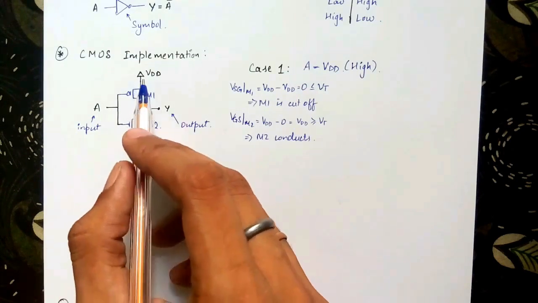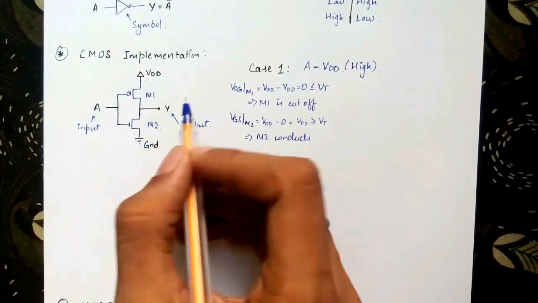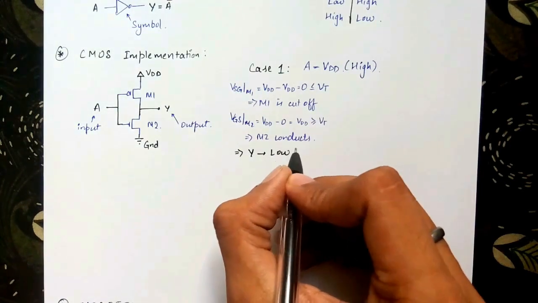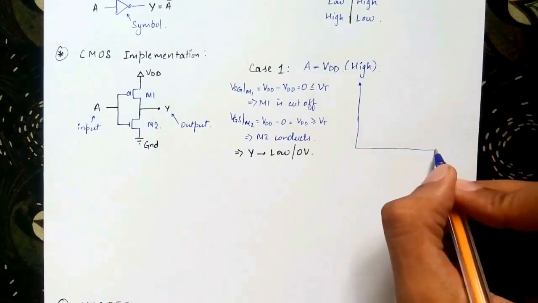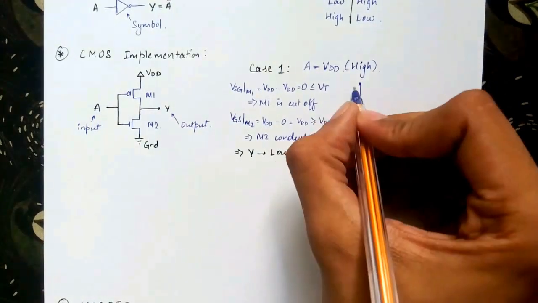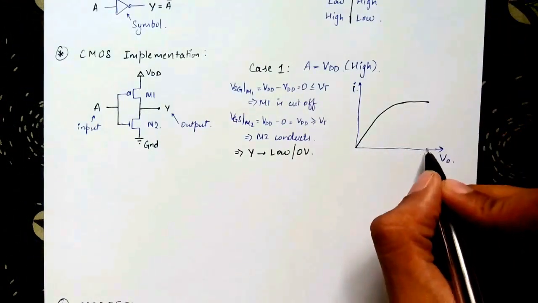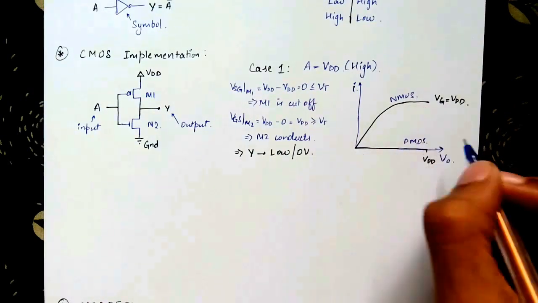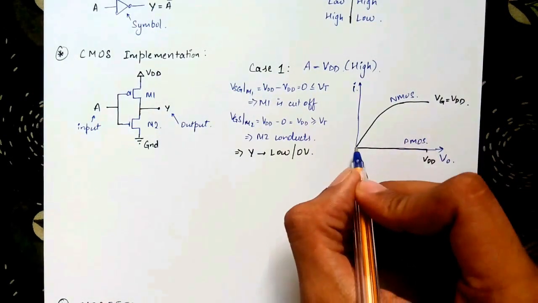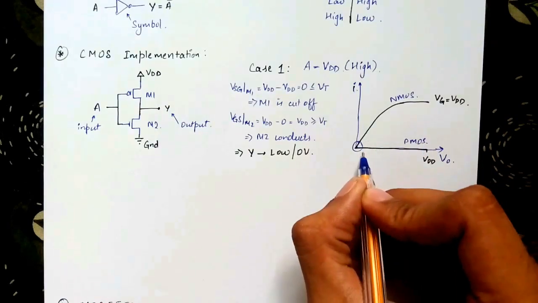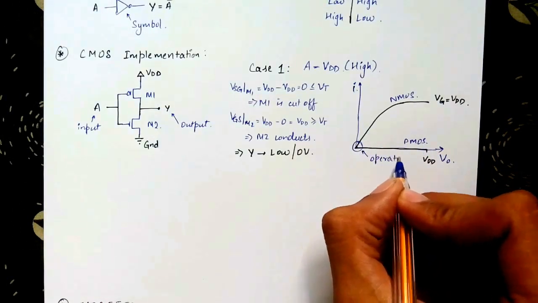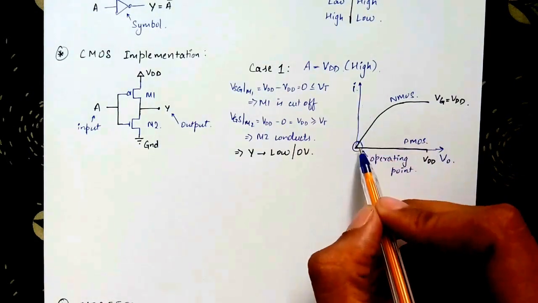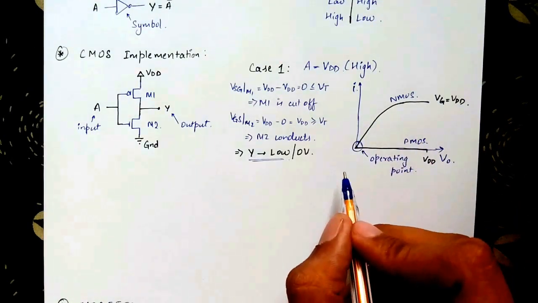As M1 is in cutoff and M2 is conducting, output Y can be seen as connected to ground and thus the output will be low. We can visualize the same result using ID/VDS characteristics of MOSFET also. For gate voltage equal to VDD, NMOS curve goes something like this. And for PMOS, it is simply a straight line as it is in cutoff region. So the intersection of the two graphs occurs at this point and it is the point on graph at which the circuit is actually operating. This point tells us that the circuit is operating at low voltage and current, ideally 0. So we can conclude that when the input is high, output is low.